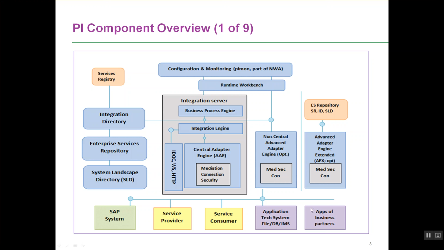And finally, if you look at the bottom of the screen, you have an SAP system, you have a service provider, you have service consumers. These are the various types of applications that PI can connect to, and that connectivity happens via either the integration engine or the adapter engine. So PI can connect to an SAP system, a third party system, a web service provider, a web service consumer, a file system, a database system, a JMS, and so on.